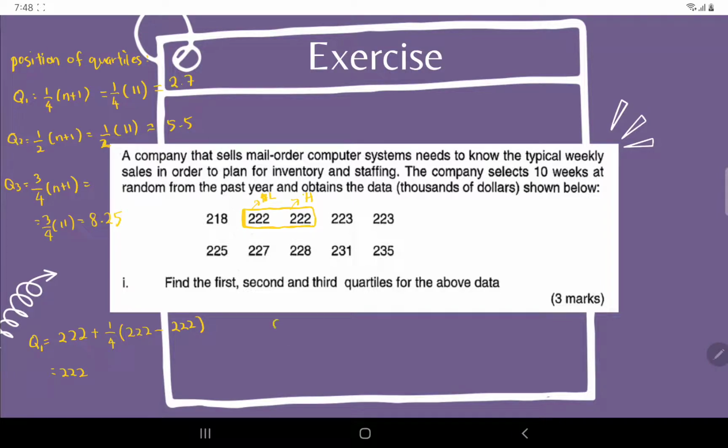And then for the value of Q2, Q2 is at 5.5, meaning that it is between 5 and 6. 1, 2, 3, 4, 5, 6, 7, 8, 9, 10. So it is between this number and this number. So this is our L and H. So we insert into the formula. Our L is 223 plus our F is 1/2, and then H minus L.